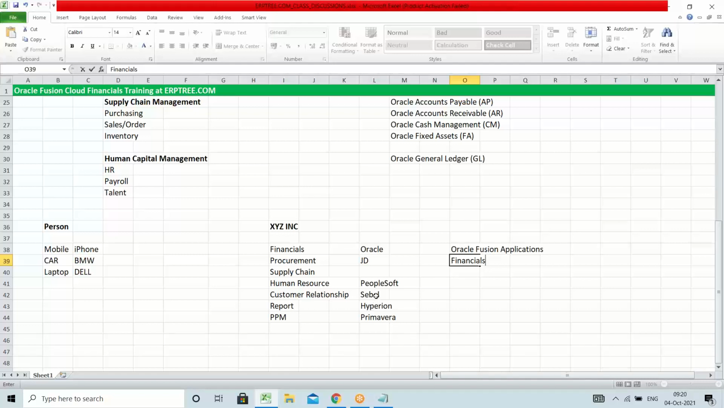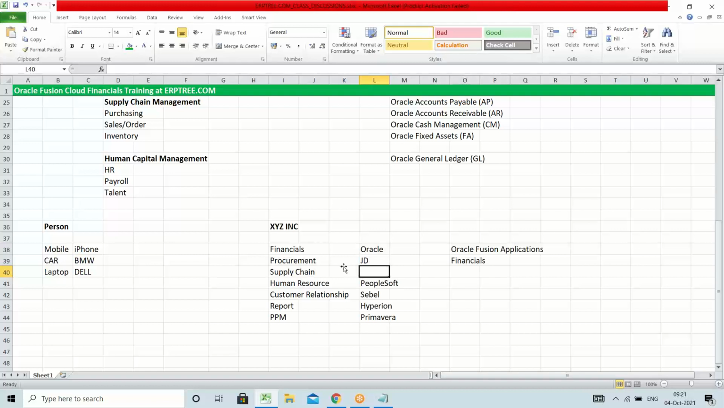Siebel CRM, the customer CRM solution from Siebel, you will find in the Fusion. PeopleSoft Human Resource Management, you can call it HCM. Once again, we'll discuss all these points. Okay, the HCM solution is available in the Fusion from PeopleSoft. Procurement, sales and distribution, from different other ERPs they picked and they are using.